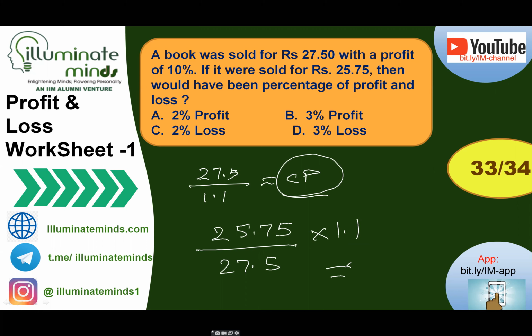So final answer will be 25.75 into 1.1 divided by 27.5, which is equal to 1.03. That reflects that the profit will be 3%. Okay.